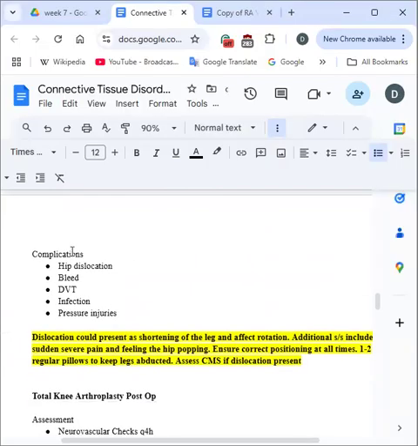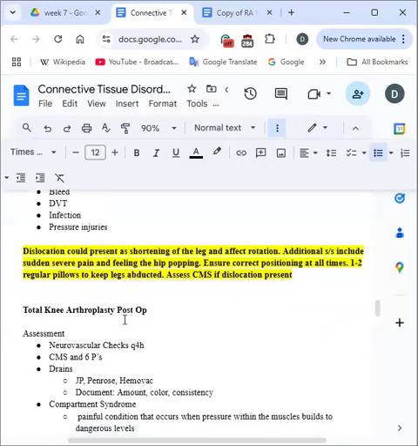Some of the complications would be dislocation of that new hip, bleeding, DVT, infection, and pressure injuries from not moving. Although that's more about watching out for older people who have thinner skin, might already have the start of some pressure injuries, and those older people who come from skilled nursing facilities and have pressure injuries.